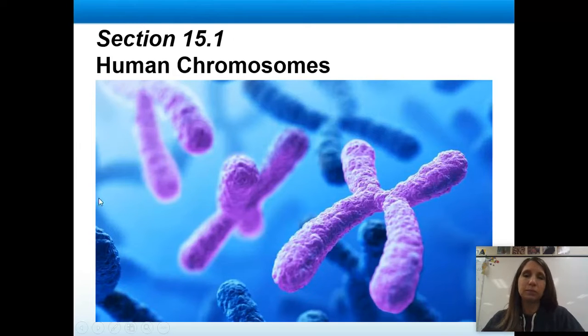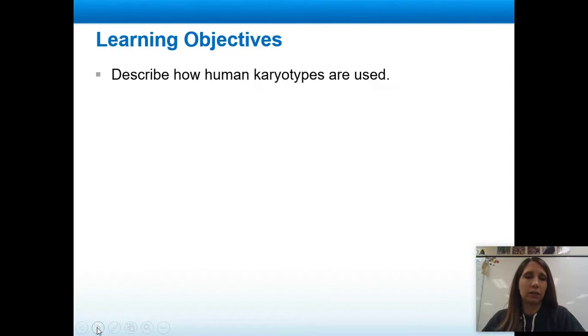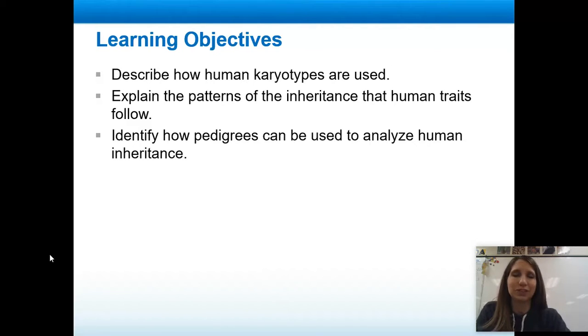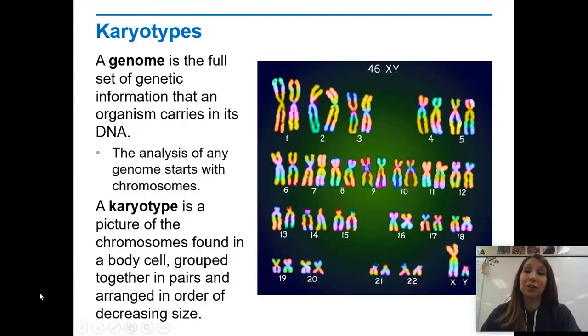So again, make sure you've got the title here. For our objectives for section 15.1, we're going to look at karyotypes, what those are. You've seen a picture of a karyotype before. I'm going to show you a couple more here in this section and look at what they can be used for. We're going to talk about other types of inheritance patterns, namely what we call X-linked or sex-linked inheritance. And then we're going to look at things called pedigrees, which is how we can track family histories of things like disease.